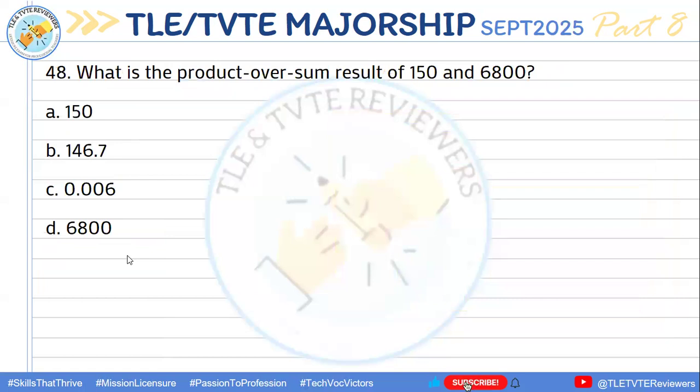Number 48, what is the product over sum result of 150 and 6,800? Is it letter A, 150, B, 146.7, letter C, 0.006, or letter D, 6,800?